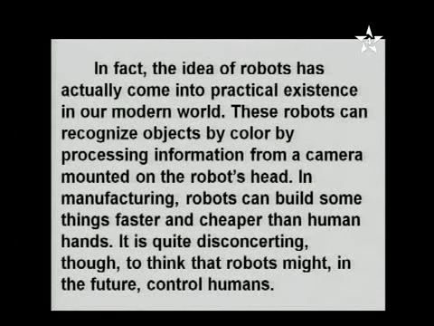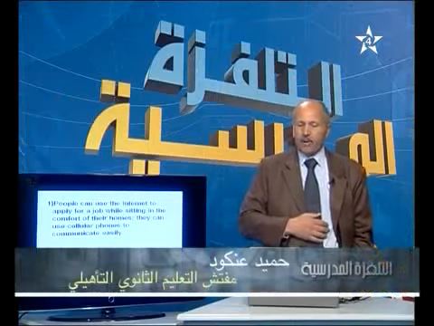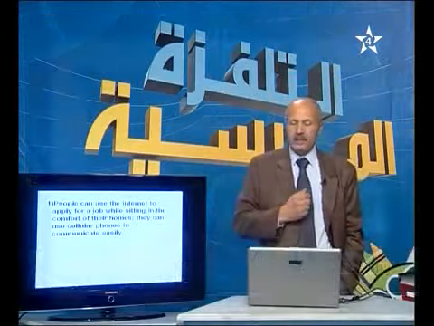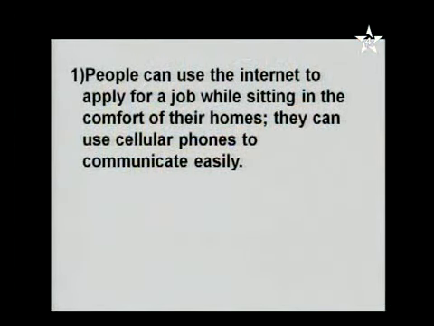So we've read paragraph 1 and 2 in order to answer 2 questions. Right? So let's have a correction. So the first answer is people can use the internet to apply for a job while sitting in the comfort of their homes. They can use cellular phones to communicate easily. So remember, the question was, what can people use the internet and the cell phones for? Here is the answer. People can use the internet to apply for a job while sitting in the comfort of their homes. They can use cellular phones to communicate easily.